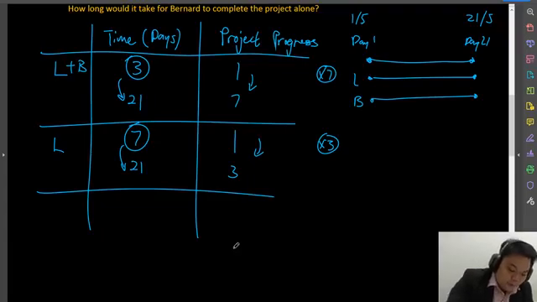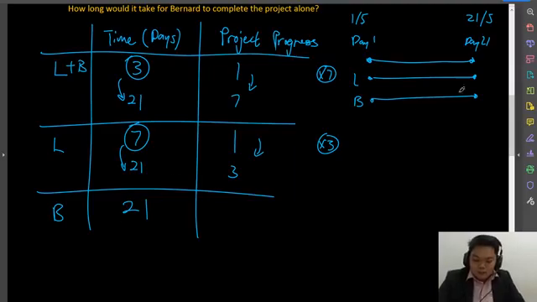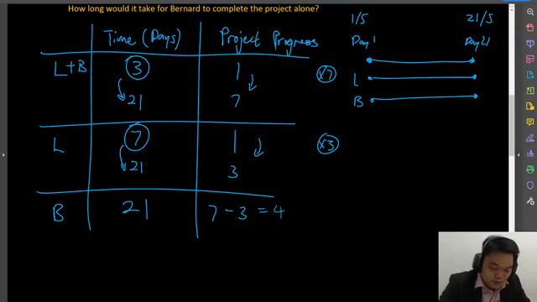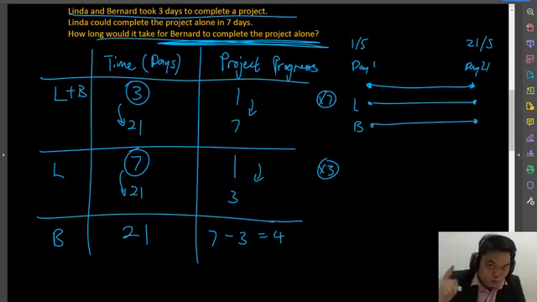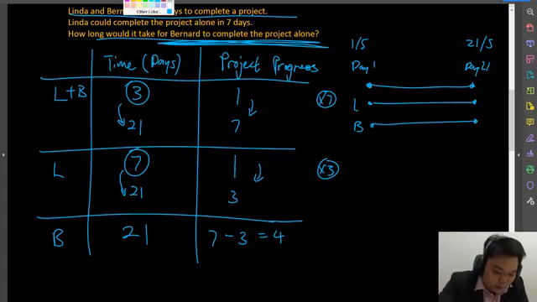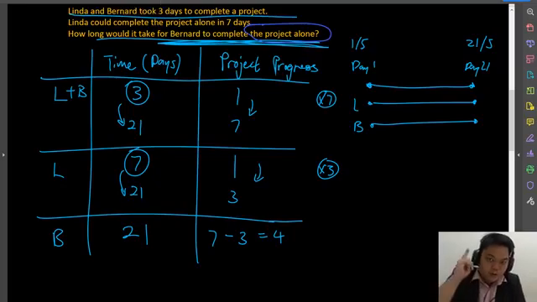So once we have this ready, in order to find B alone, we can say that in the 21 days that they were working together, B will be clearing 7 minus 3 to give us 4. B would have finished 4 projects on its own in 21 days. So you want to find out how long would it take for Bernard to complete the project alone. Notice the keyword here that they emphasize is the project alone, which means that they only want one project.